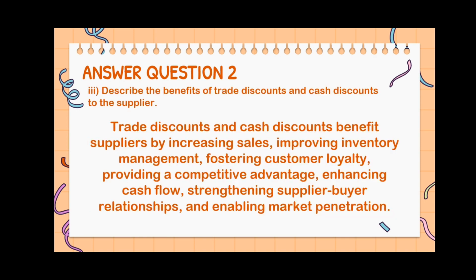Next is to describe the benefits of trade discount and cash discount to the supplier. Trade discounts and cash discounts benefit suppliers by increasing sales, improving inventory management, fostering customer loyalty, providing a competitive advantage, enhancing cash flow, strengthening supplier-buyer relationships, and enabling market penetration. So this is how we describe the second question.